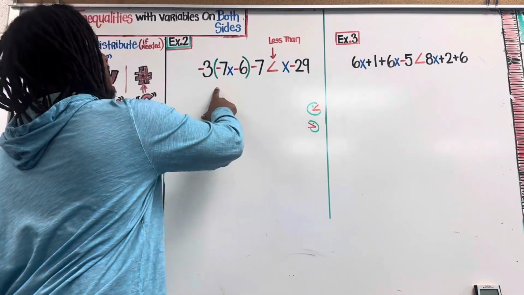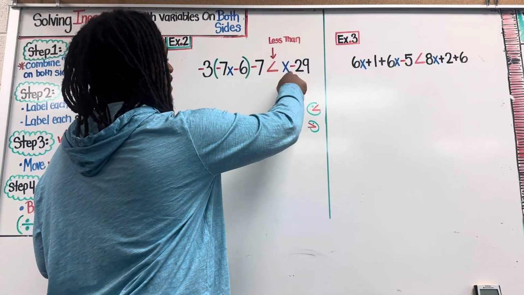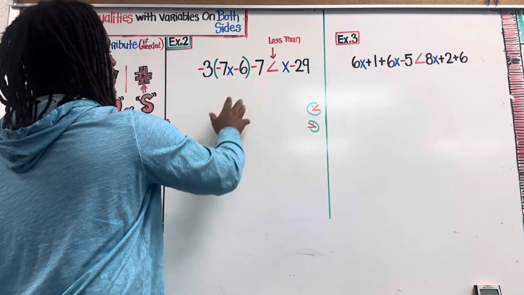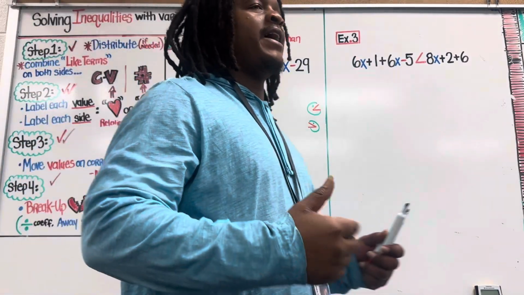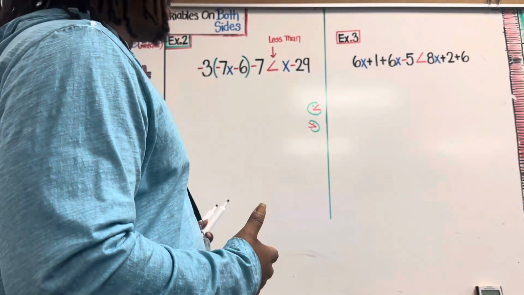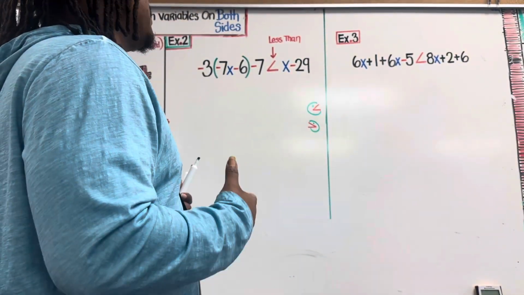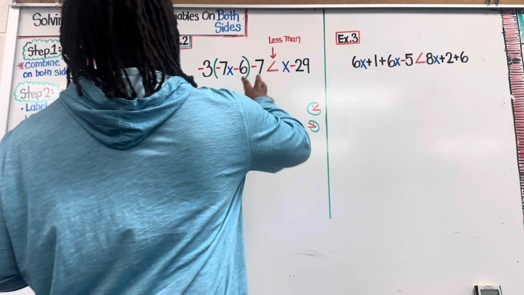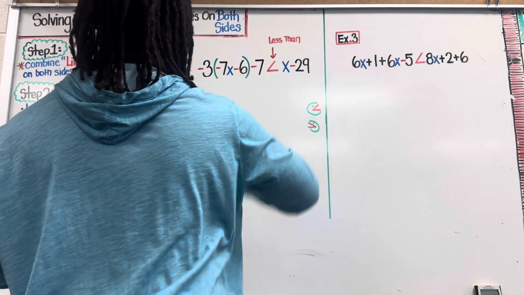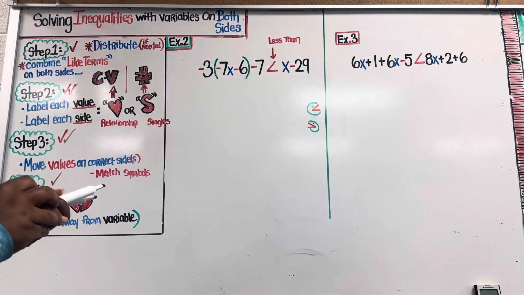So once again, this side is less than this side, and this side says x minus 29. We're trying to find out what values of x, or what range of values x could be, in order to make this whole inequality true, where this side is less than that side. That's what we're about to find out.